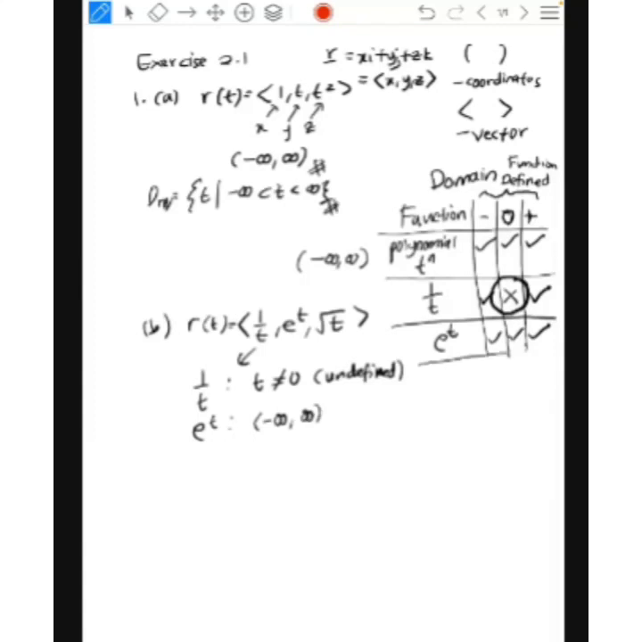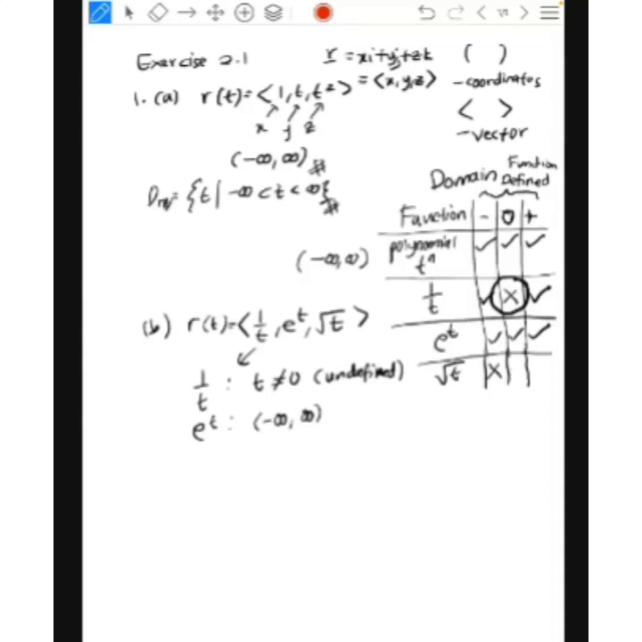The third one is the surd function, square root. There is no square root of a negative number. If you try to calculate the square root of negative 1, it is a math error, so undefined.